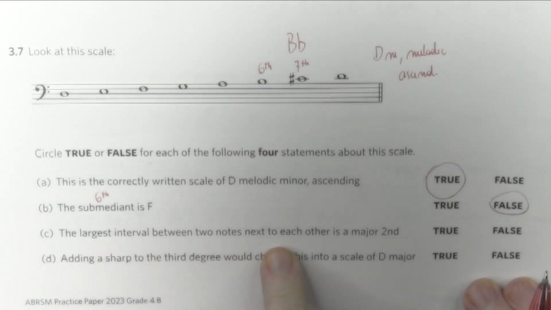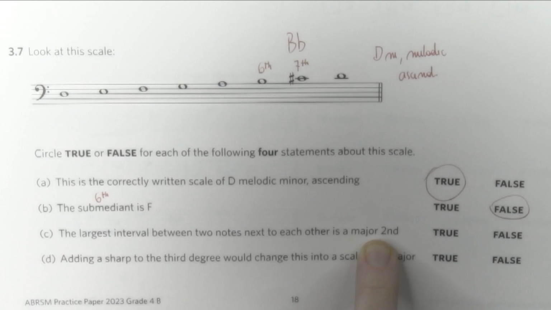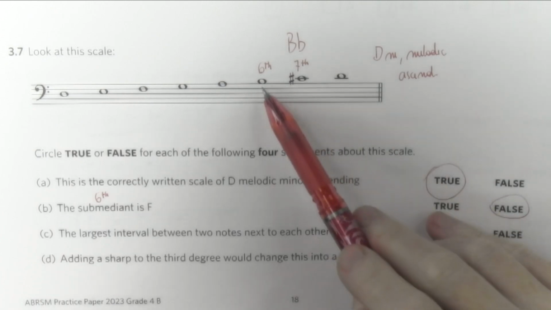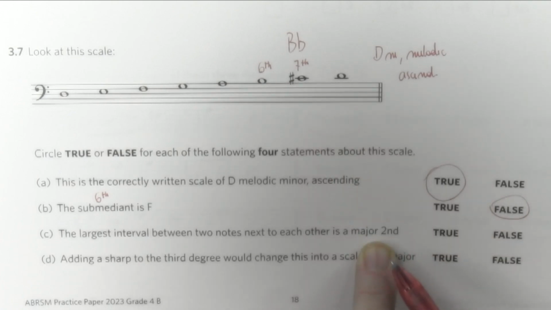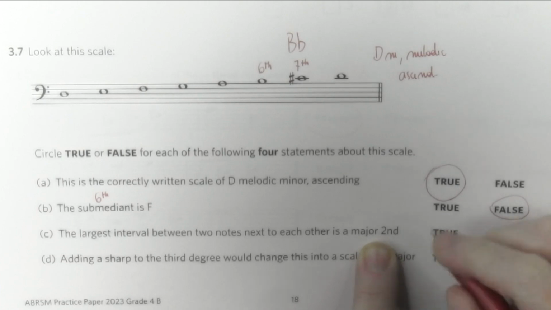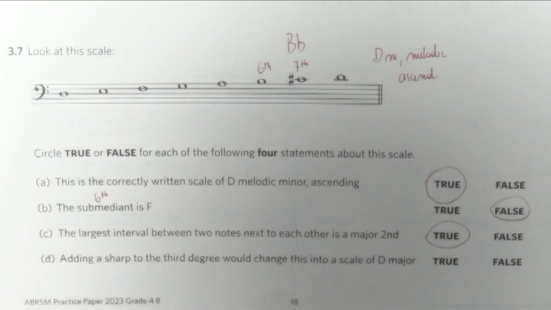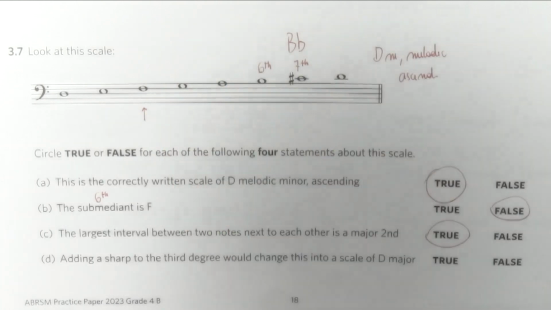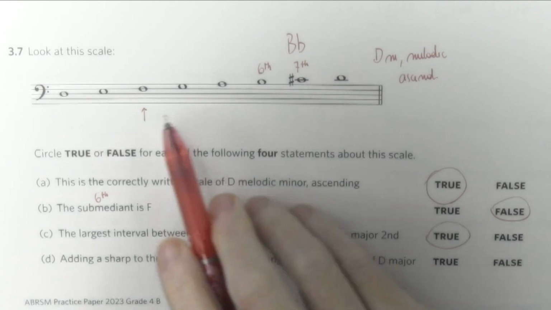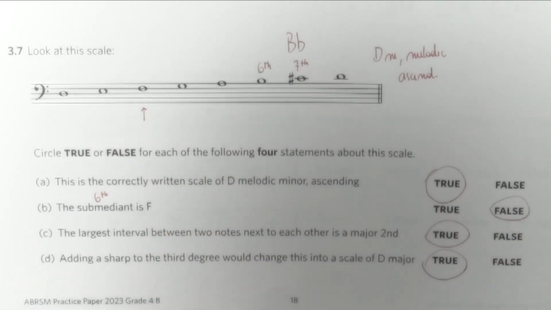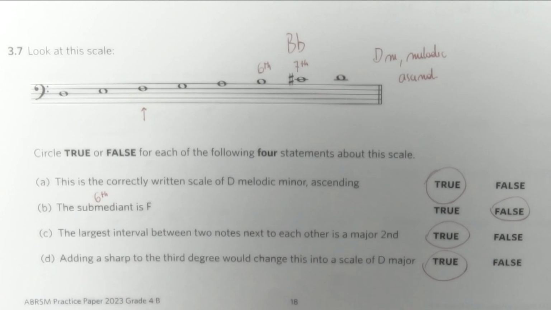The largest interval between 2 notes next to each other is a major second. Yes, because this is a major second, yes. In the harmonic scale, we might have an augmented second, but not in the melodic, so this is correct. Adding a sharp to the 3rd degree here would make this scale D major. Yes, absolutely, because D major has 2 sharps and they are Fa and Do. So yeah, correct. Lovely. I love these questions. So nice.